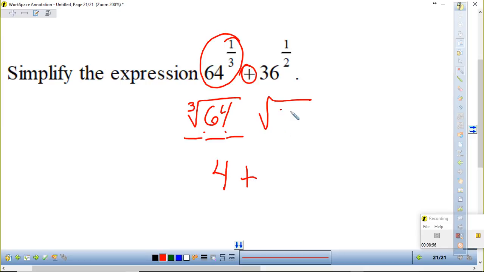Radical 36, and this one, since it's a 2, we don't write it because we already know it's there. So what is square root of 36? 6. So what is 4 plus 6? 10. We good? Do we need another one of these? Another one of these? No? Okay, let's go to number 7.